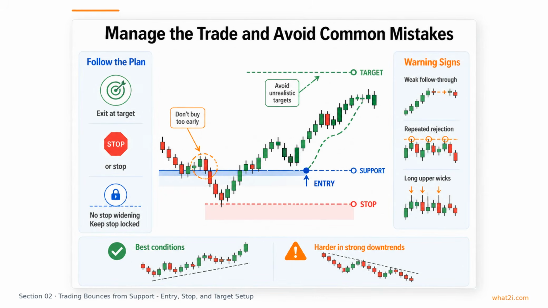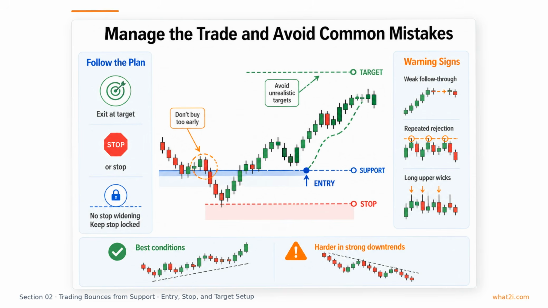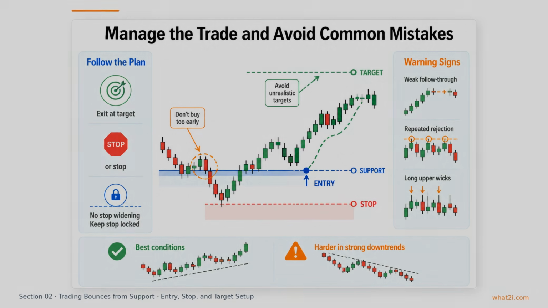Once the trade is open, discipline matters as much as analysis. If price reaches your target, take the profit as planned, and if it hits the stop, exit without negotiation. You also want to pay attention to follow through after entry. If the bounce is weak or price repeatedly rejects at nearby highs, that can be useful information about the quality of the move. Common mistakes are buying too early, setting targets that are unrealistic, or widening the stop after the trade is already under pressure. A solid bounce strategy depends on respecting the plan after entry, not just building it beforehand.